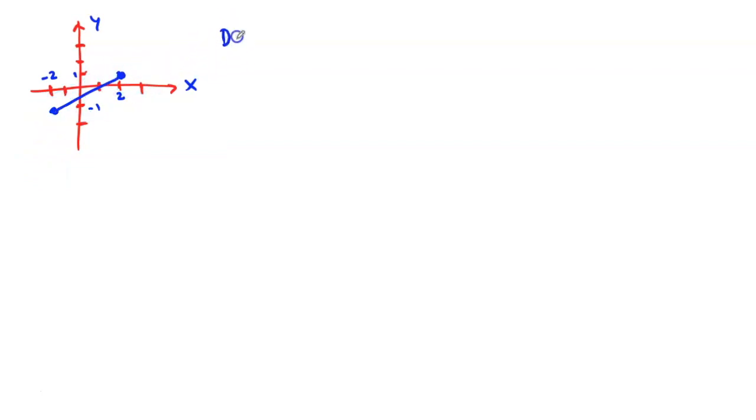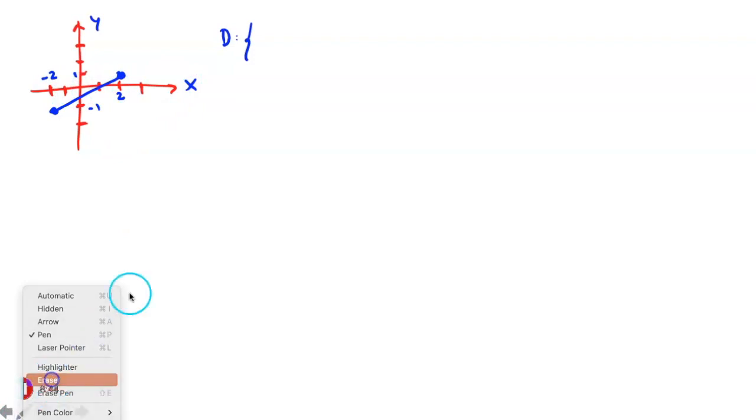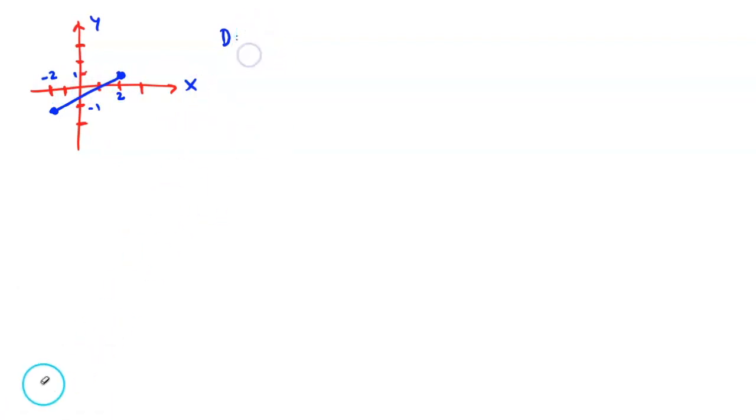If I want to do my domain, right? My domain will always only be anything related to the x-axis. And I just put my same notation. I'm going to write this in interval notation. So here we go. X-axis. My graph starts at -2. Starts at -2. And I'm looking at the x-axis. And it goes all the way to 2.